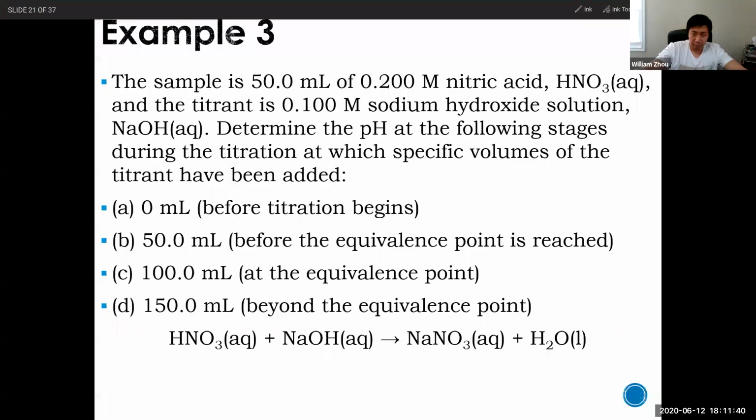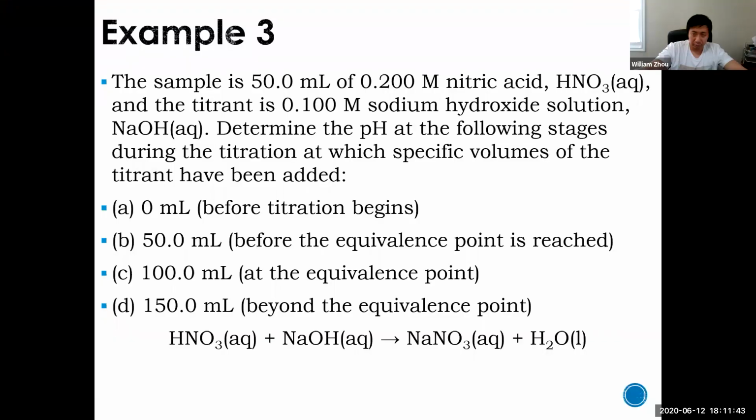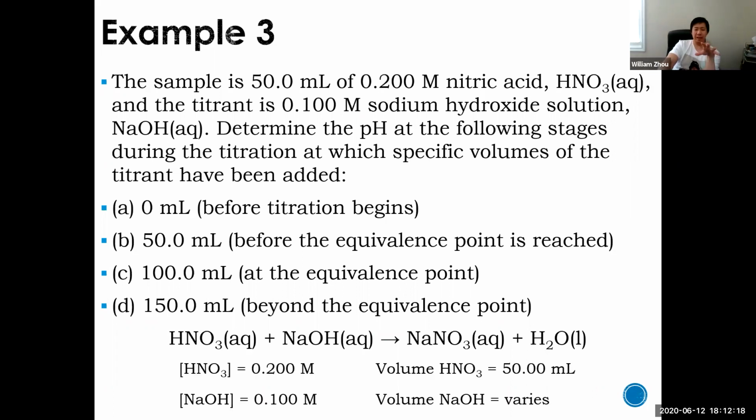All right, so example 3, you have a sample of 15 milliliters of 0.2 molar nitric acid, which is a strong acid. It is titrated with 0.1 molar sodium hydroxide. So determine the pH at the following stages of the titration with the specified volume. So you have 0, 50, that is before the equivalence point, 100 at the equivalence point, and 150 after. The balanced equation is there. It's a 1-to-1 ratio, and all of these values are given.